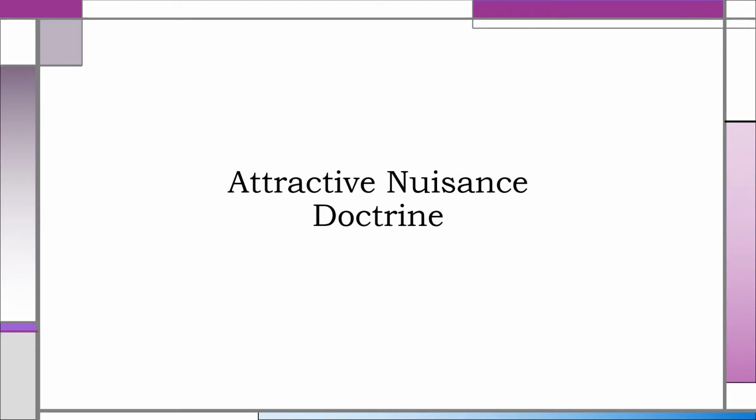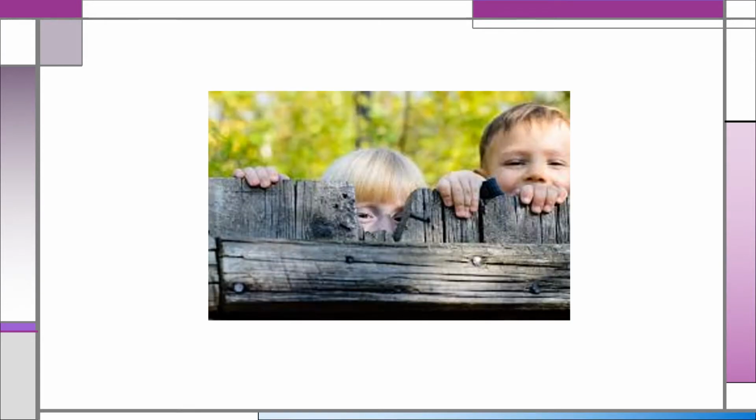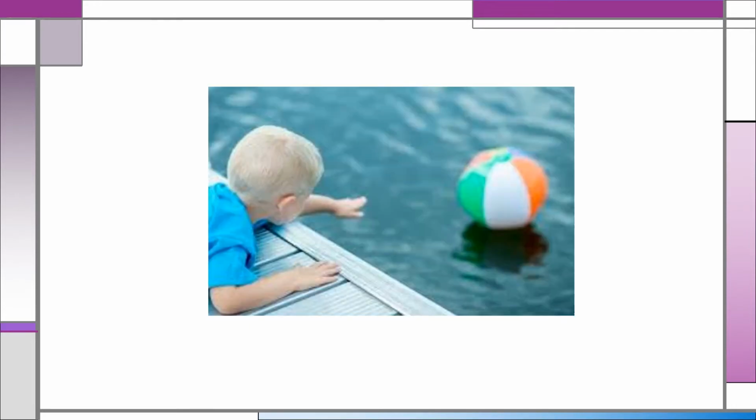Our topic for today is Attractive Nuisance Doctrine in Torts Law. The Attractive Nuisance Doctrine states that a landowner may be held liable for injuries to children trespassing on the land if the injury is caused by an object on the land that is likely to attract children. The doctrine is designed to protect children who are unable to appreciate the risk posed by the object by imposing a liability on the landowner.